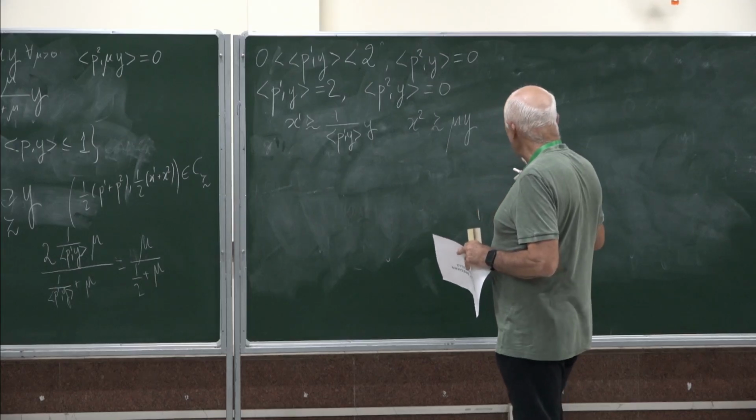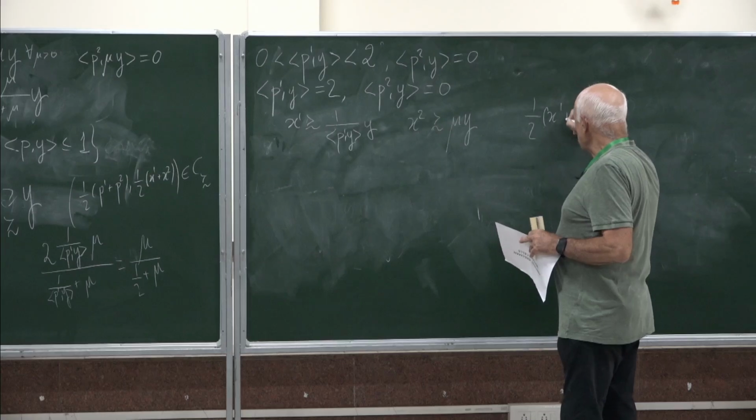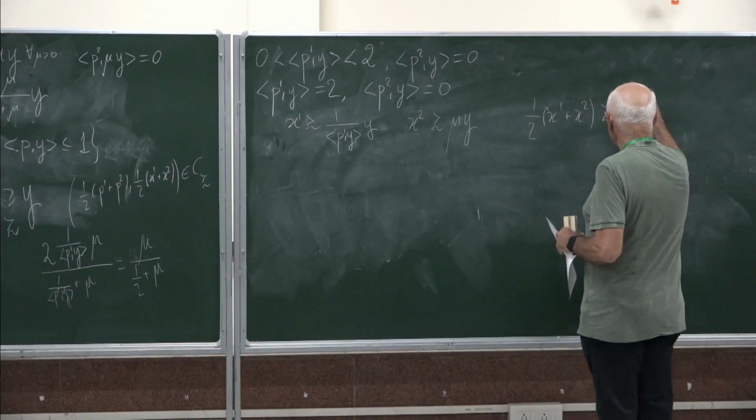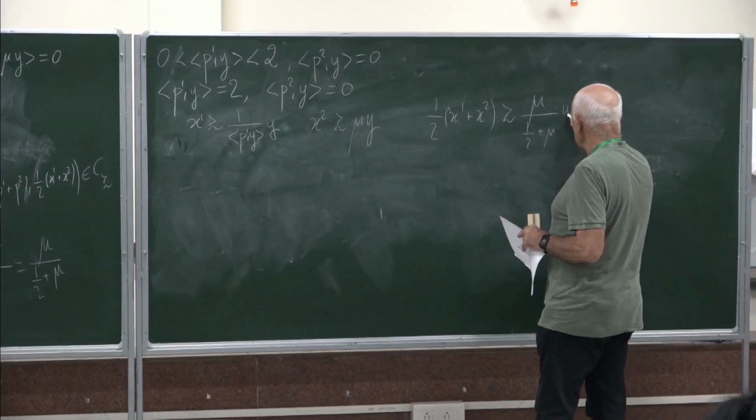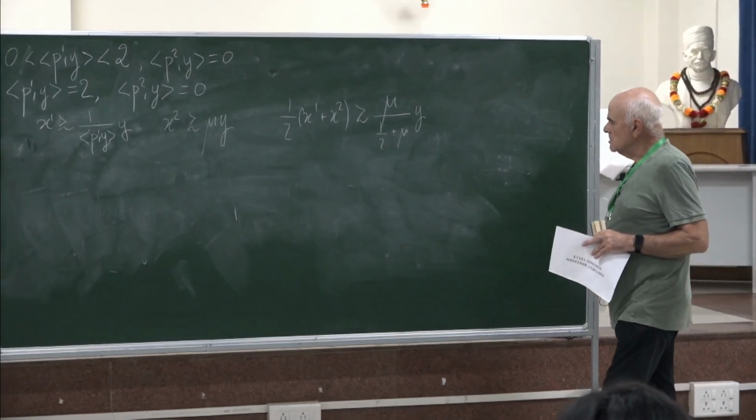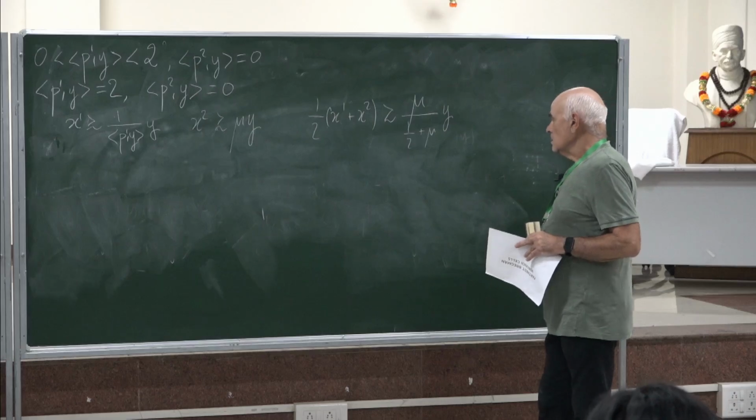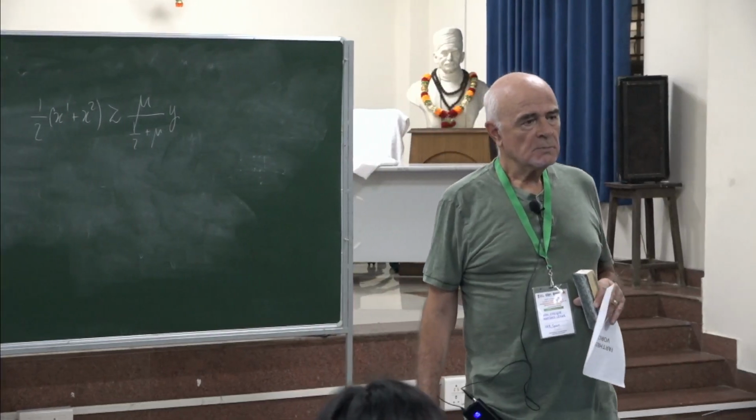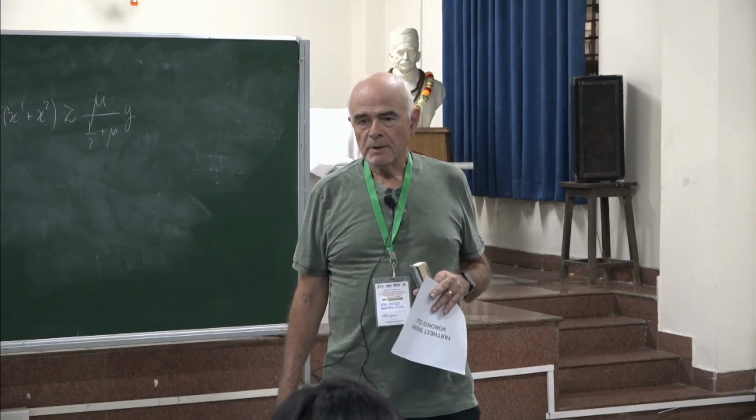So the conclusion is, let us see if it is useful or not, that 1/2 x1 plus x2 is preferred to mu over 1 plus mu, 1/2 plus mu, times y. Well, we indeed need to assume continuity of the preorder. I see no other solution.